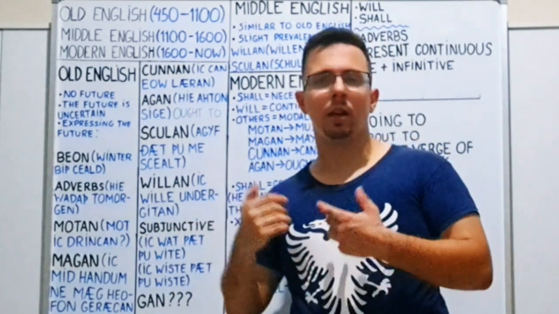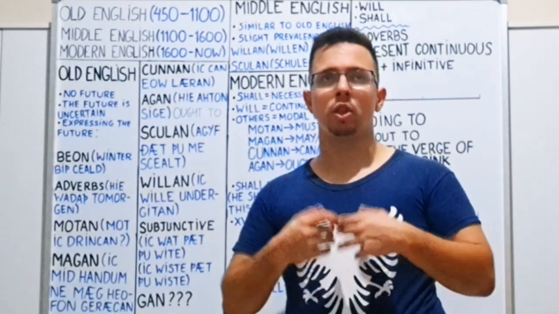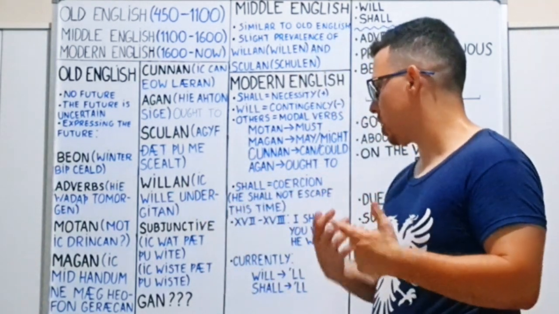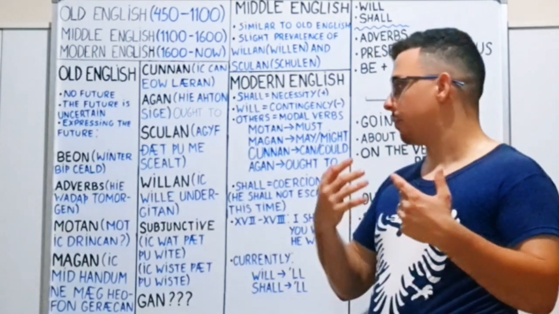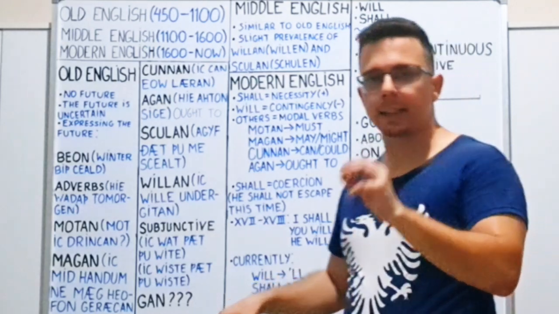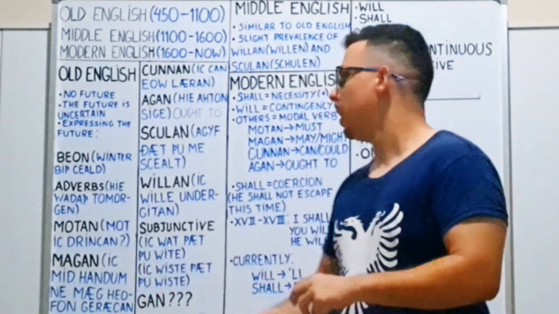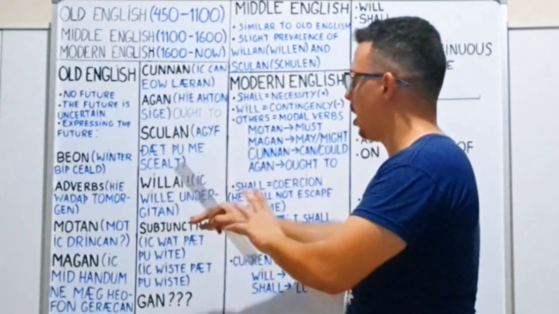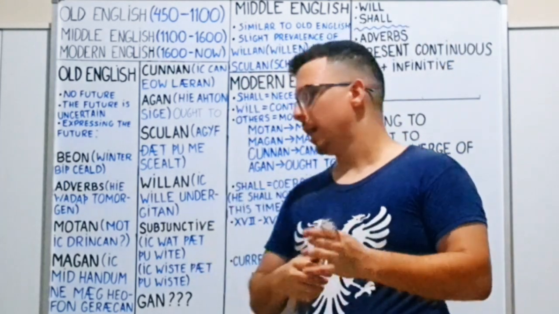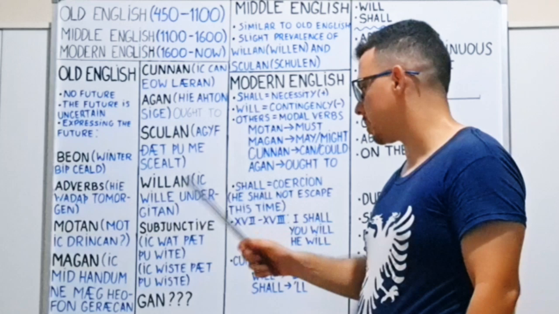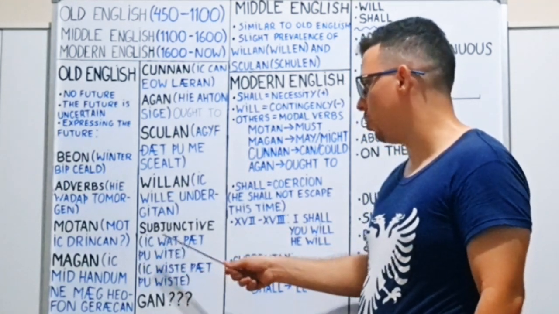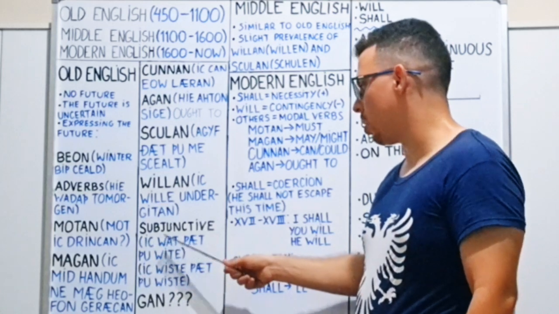But the subjunctive in Old English was very strong. It was used throughout the language, and it was very rich, and it conveyed a lot of meaning in itself. And one of those meanings is the future. So instead of using one of these verbs, you could just use the subjunctive with any verb. And let me show you how that happens. Ic wat, I know.